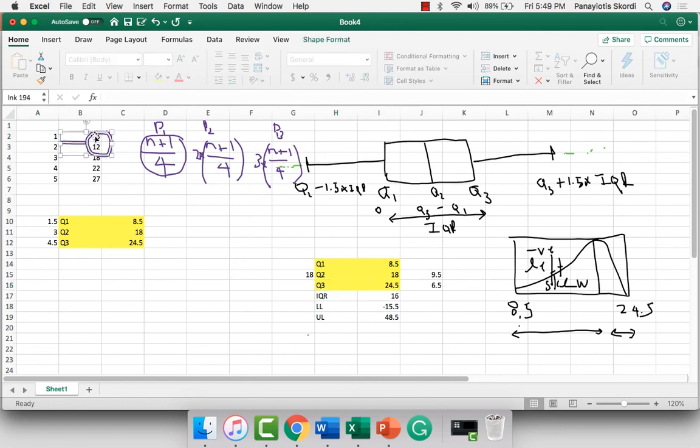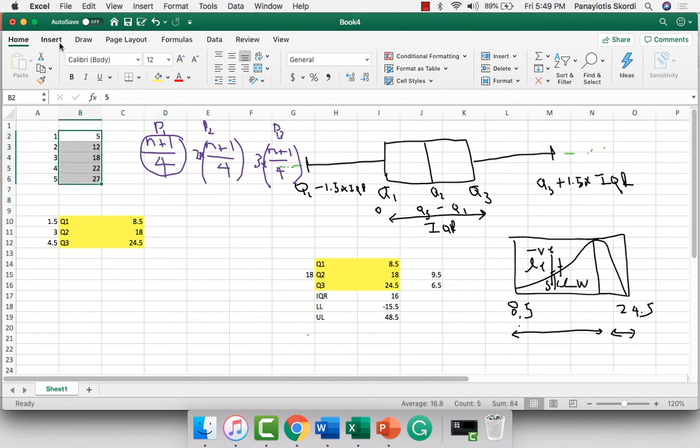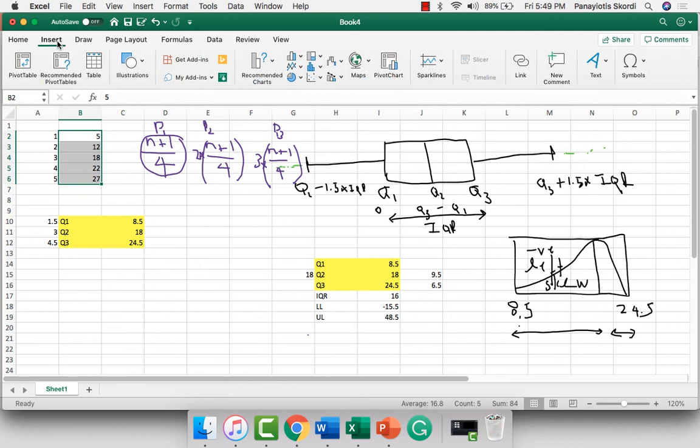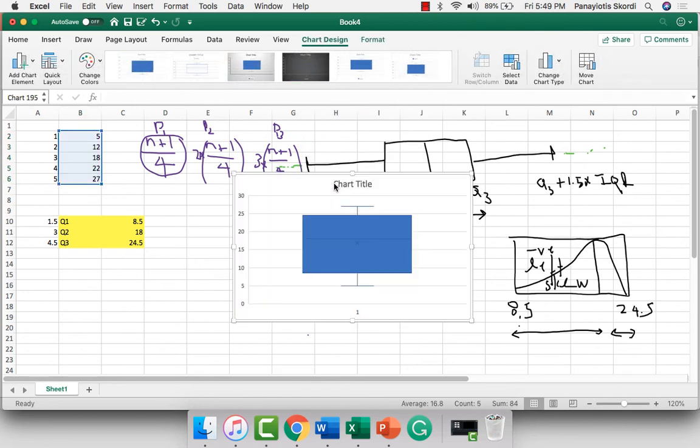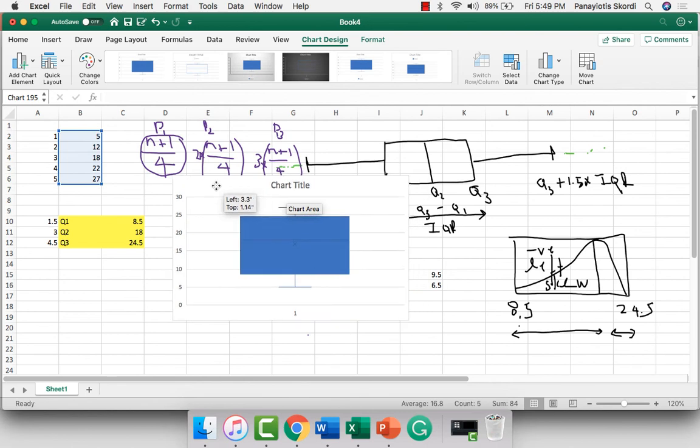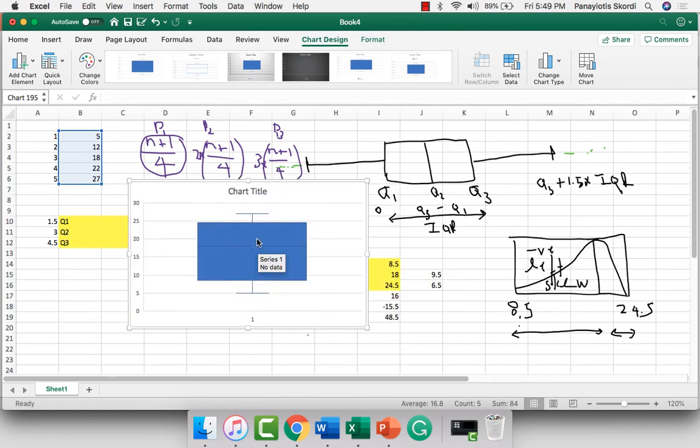Well, I have to get rid of this first. You highlight your data, and then you press insert here, and you go over to this one here, statistical, and go down to box and whiskers, and that gives you the chart. It's kind of on its side. We kind of need to rotate it down to make it look like ours.